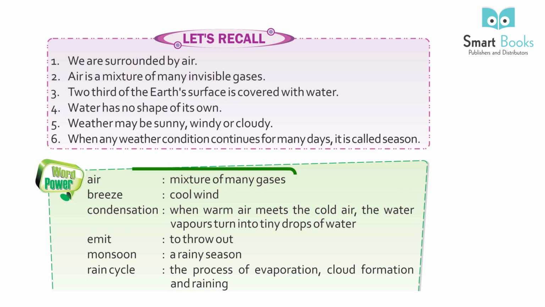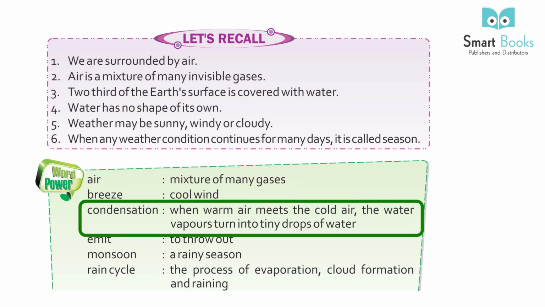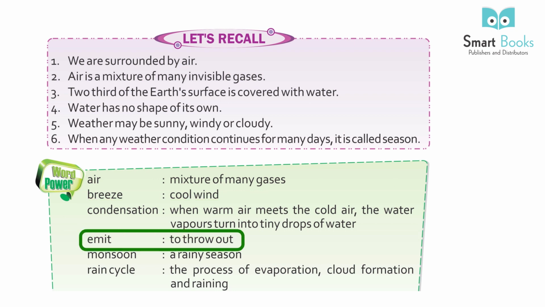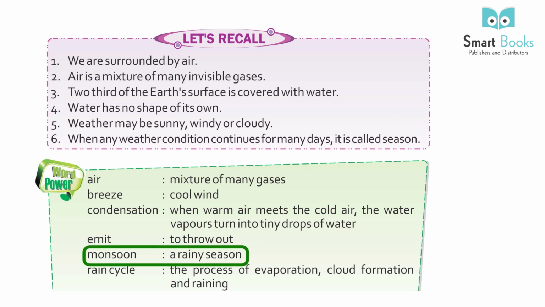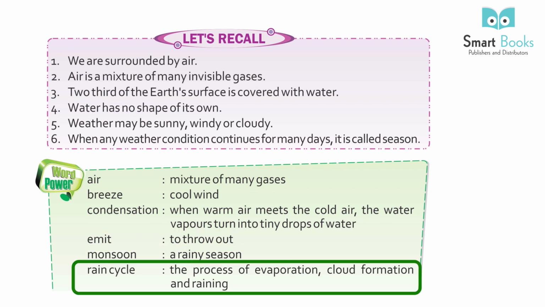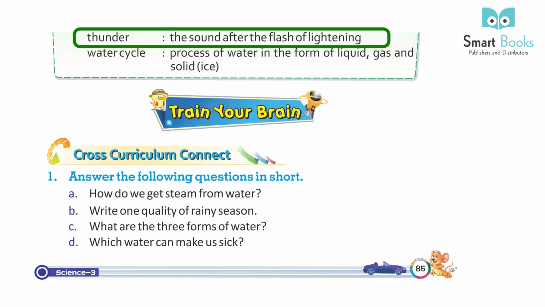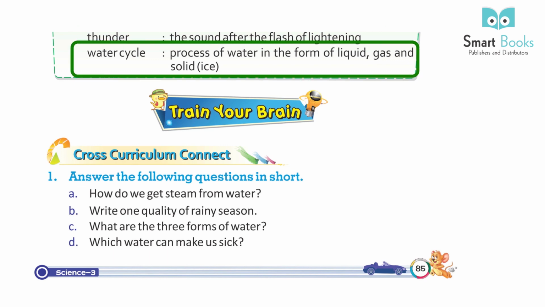Word power. Air, a mixture of many gases. Breeze, a cool wind. Condensation: when warm air meets cold air, the water vapors turn into tiny drops of water. Emit, to throw out. Monsoon, a rainy season. Rain cycle, the process of evaporation, cloud formation and raining. Thunder, the sound after the flash of lightning. Water cycle, the process of water in the form of liquid, gas and solid ice.